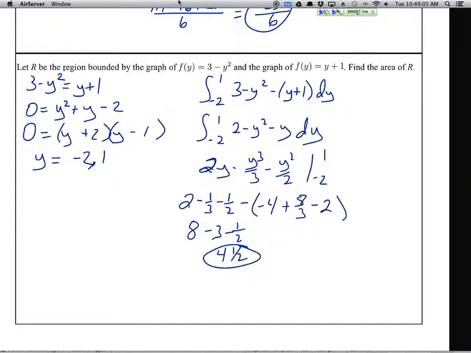But again, if it's free response, I can stop right there if I want. All right, the last two need a calculator.